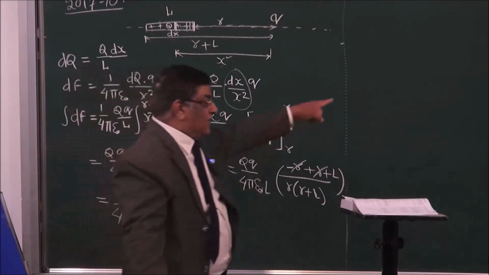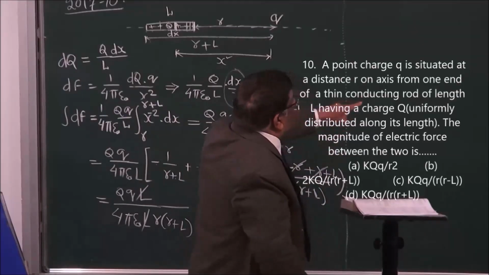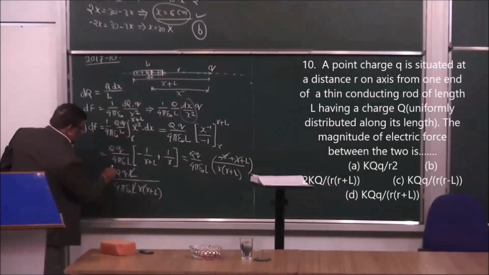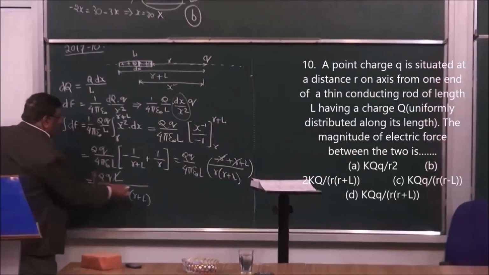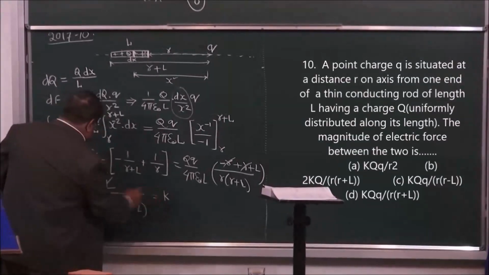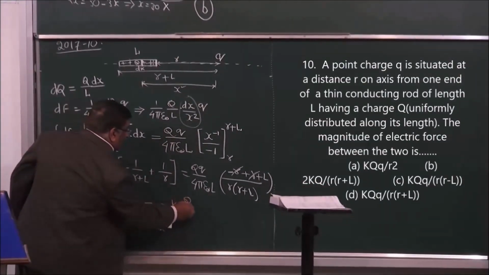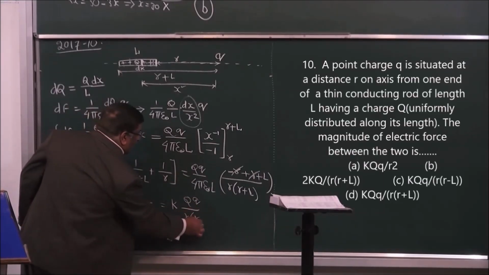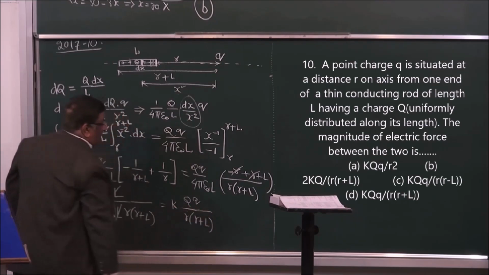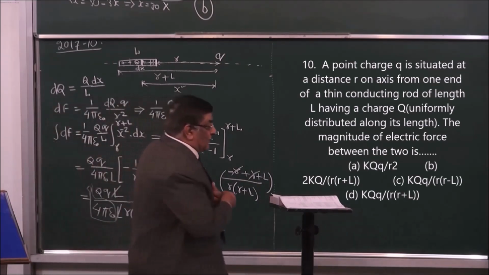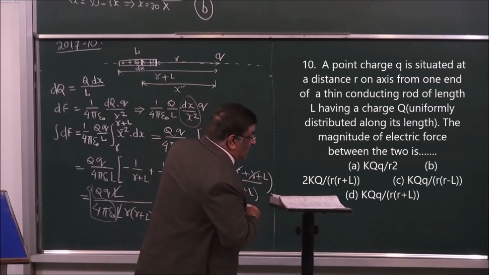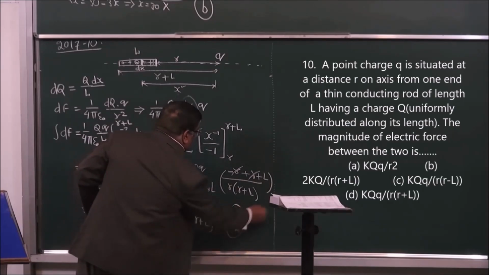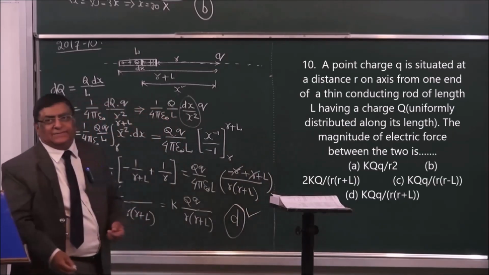Okay, now many options are given to us. Please see the options. They have used the letter K for Coulomb's constant. What is that Coulomb's constant? 1 upon 4 pi epsilon naught. So this we can write as K Q upon R into R plus L. Okay, and now you can match it. You can see that this is matching with D. So our right option is D. Okay, so this is done.